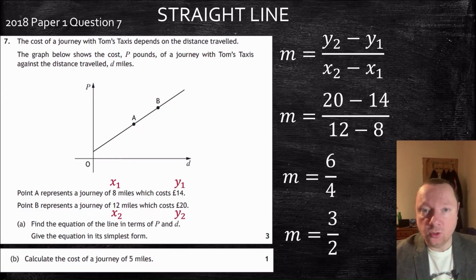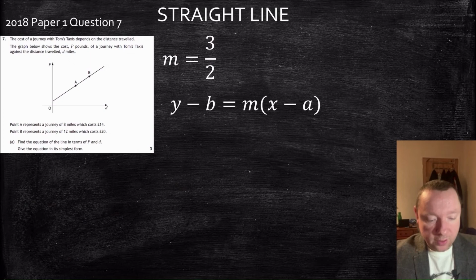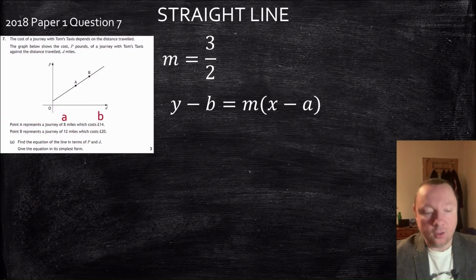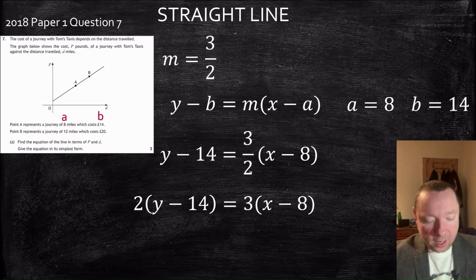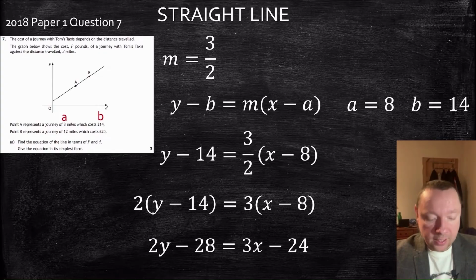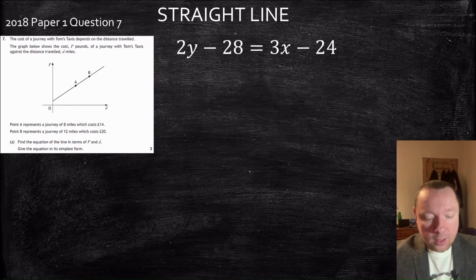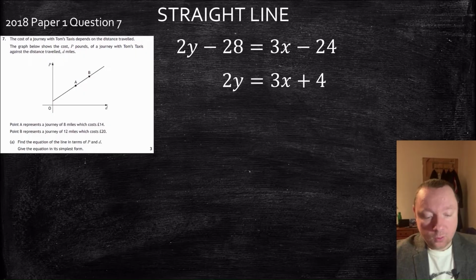So I can now move on and use y minus b equals m(x minus a). So there's my gradient. And just pick a point, any one you want. I'm just going to pick the 8 and the 14, or you could have picked the 12 and the 20. So there's my 8 and 14 for my a and b. So y minus 14 is 3/2 (x minus 8). Watch out, we've got a fraction, so I'll times the left-hand side by 2 to give 2 bracket y minus 14 equals 3 bracket x minus 8. Multiplying out both brackets, 2y minus 28 is 3x minus 24.